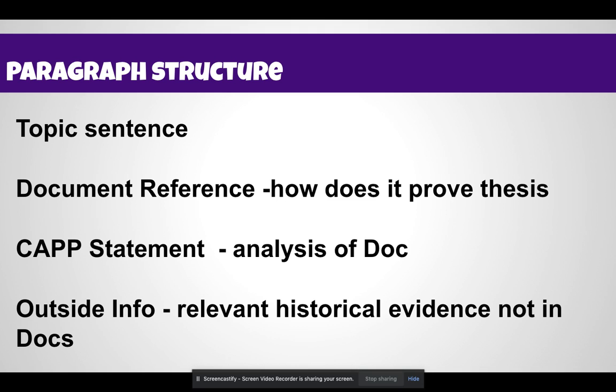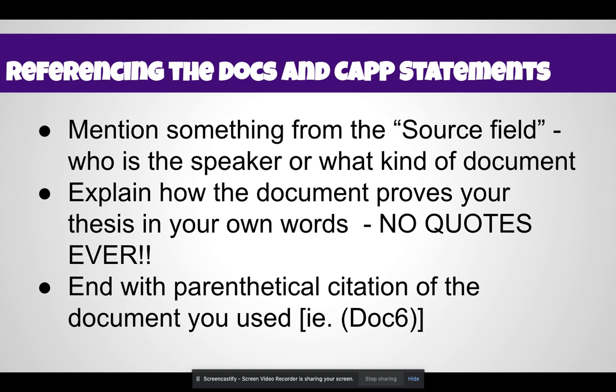Then you need to bring in some outside information that is relevant historical evidence that is not in the documents. So every paragraph should at least have one concrete outside historical fact. When you're doing your docs and in-text citation, mention something from the source field. Who is the speaker? What kind of document is it? Explain how the document proves your thesis in your own words.